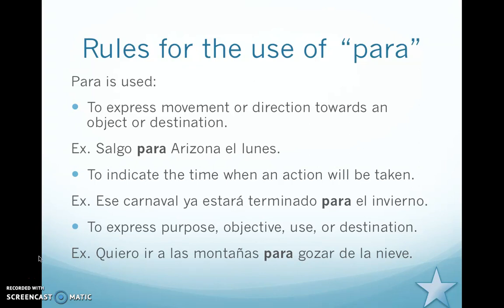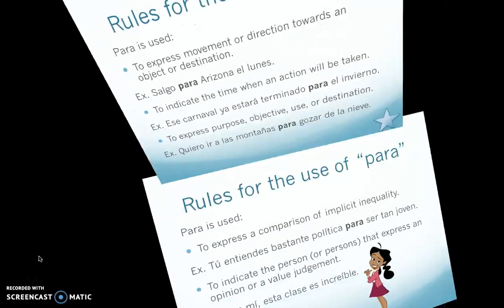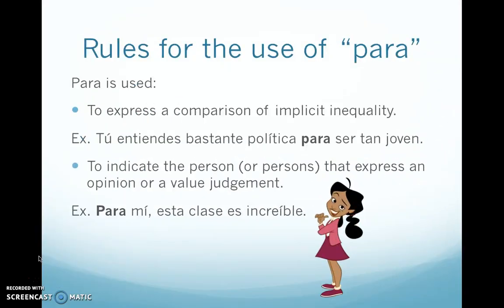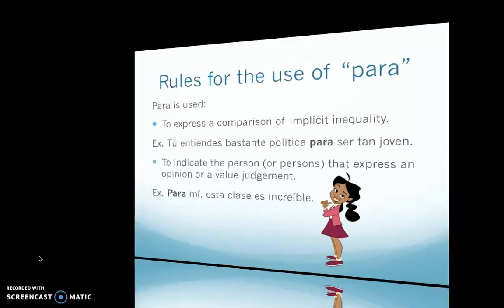Another rule is, para is used to express purpose, objective, use, or destination. For example, quiero ir a las montañas para gozar de la nieve. Another rule is to express a comparison of implicit inequality. For example, tú entiendes bastante política para ser tan joven. Para is also used to indicate the person or persons that express an opinion or a value judgment. For example, para mí esta clase es increíble.